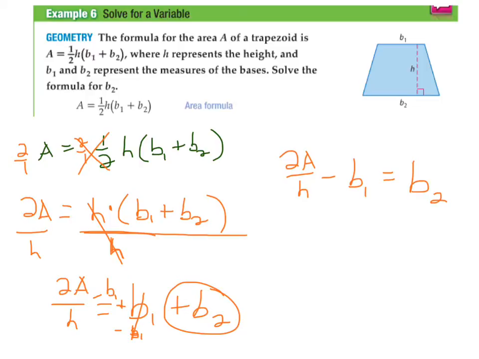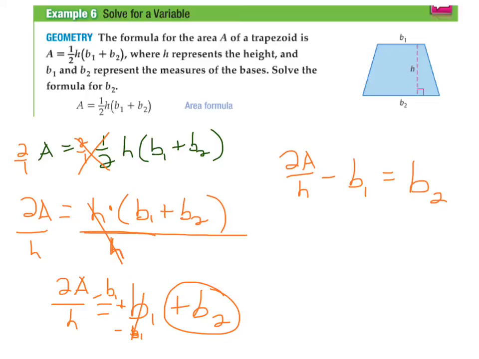And so we get an equation for b2: 2 times the area divided by the height, minus the base 1, will give us a value of b2. So if I happen to know the area, the height, and base 1, I can solve for the length of base 2 in that trapezoid. And so you can see that we can continue to follow the same rules as we work through these problems that have only variables in them.